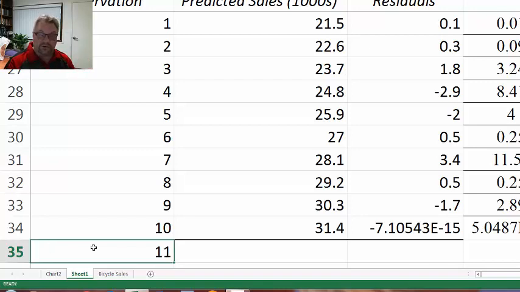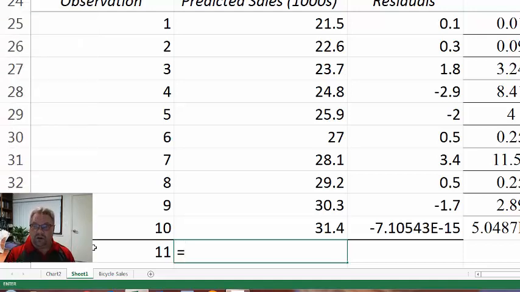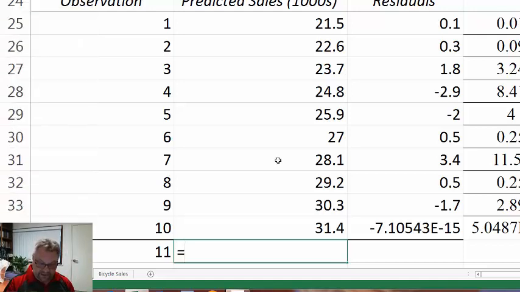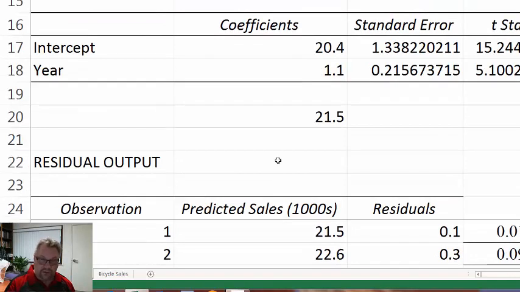So just like I did before, we're going to predict period 11. Based on our trend model, we're going to take the intercept plus our slope of 1.11 times time period 11.